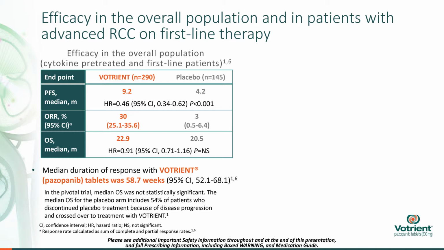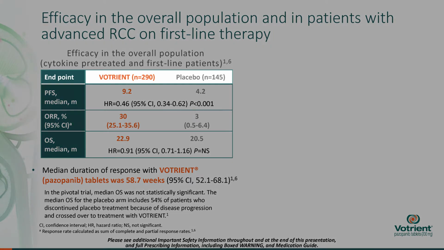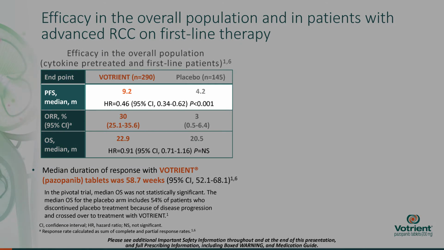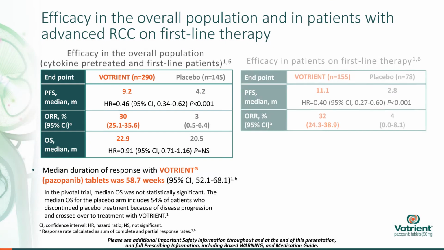Significantly prolonged progression-free survival was seen in the patients with advanced RCC receiving Votrient, which were 290 patients, compared with those receiving placebo, 145 patients. The median PFS was 9.2 months for Votrient versus 4.2 months for placebo. Significantly prolonged PFS was demonstrated in patients on first-line therapy with Votrient.